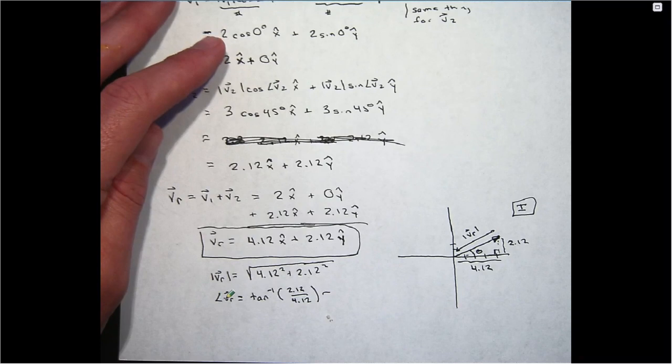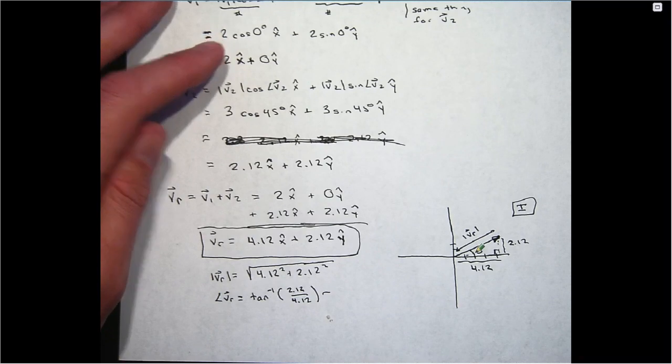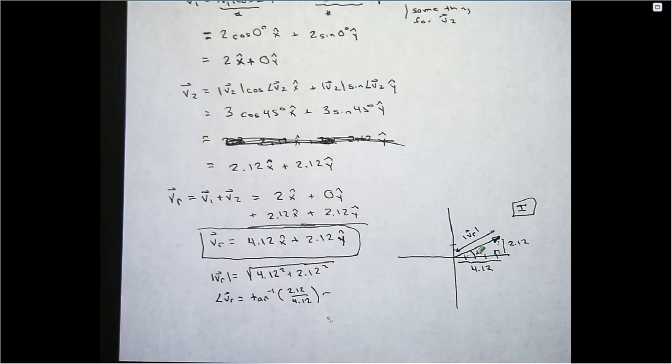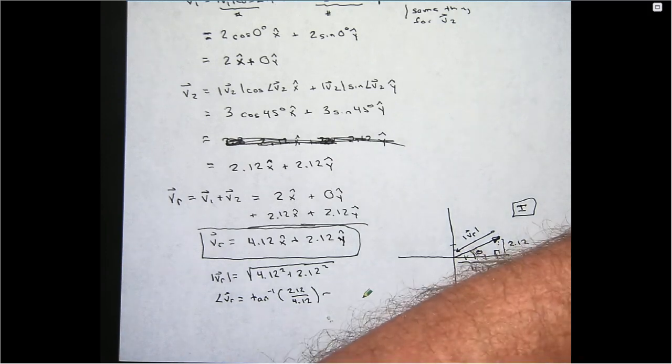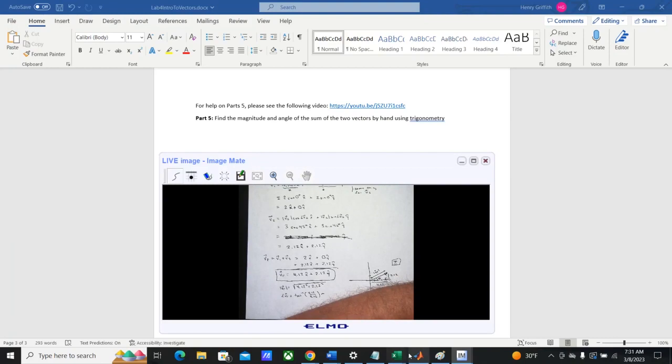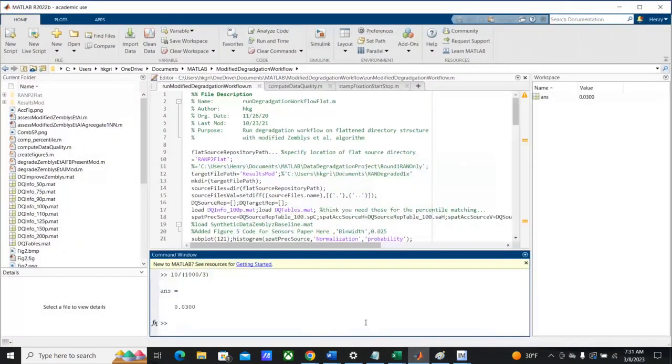And in order to get the angle of this vector, that's the angle right inside here, notice that the tangent of that angle is equal to the opposite side length divided by the adjacent, 2.12 divided by 4.12 approximately. I've rounded, of course. So in order to get the angle, you need to take the inverse tangent function of that ratio. So those are the two computations that I need to make for part 5, doing it by hand. And I'm just going to use MATLAB as a calculator here.